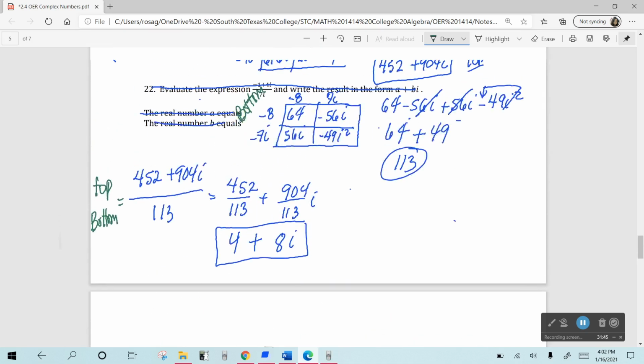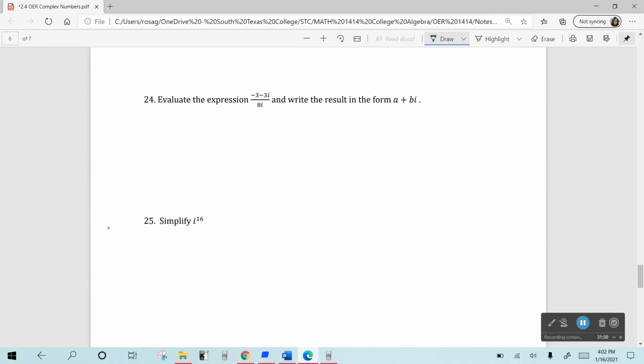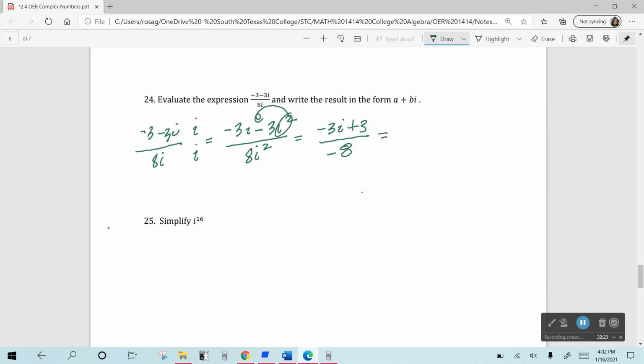This one, even though I didn't work out on this one, it's the same thing as this one over here. So this one, just get the 8. When you just have one number on the bottom, the conjugate is just I. So the conjugate of a single number is just going to be I. So you're going to multiply everybody by I. So it will be negative 3I minus 3I squared divided by 8I squared. Remember that the I squared gives you a negative. So it will be plus 3 minus 8. And then you can just either leave it like this.